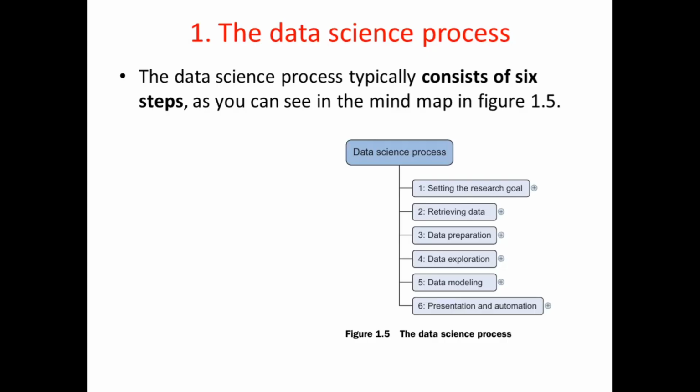Then the next one is the life cycle of the data science process. Typically the data science process consists of 6 steps. In the given mind map, the first one is data science. The steps are setting the research goal, retrieving data, data preparation, data exploration, data modeling, and finally presentation and automation. So these are the 6 steps of the data science process.